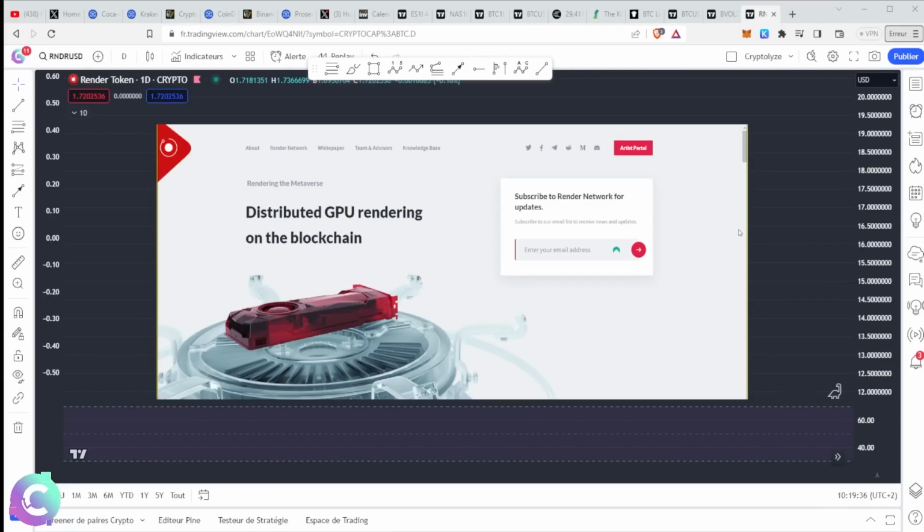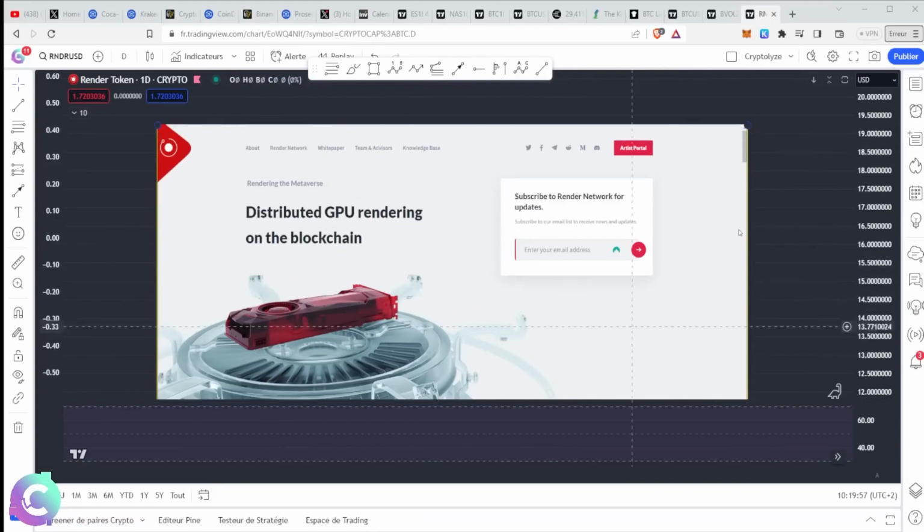The problem is when you're independent or you're a small structure, you don't necessarily have this type of infrastructure. You don't necessarily have the means to invest in a rendering server, and in any case, it can take a long time to execute the rendering. It will depend on the amount of power we have, and therefore inevitably it will take a long time.